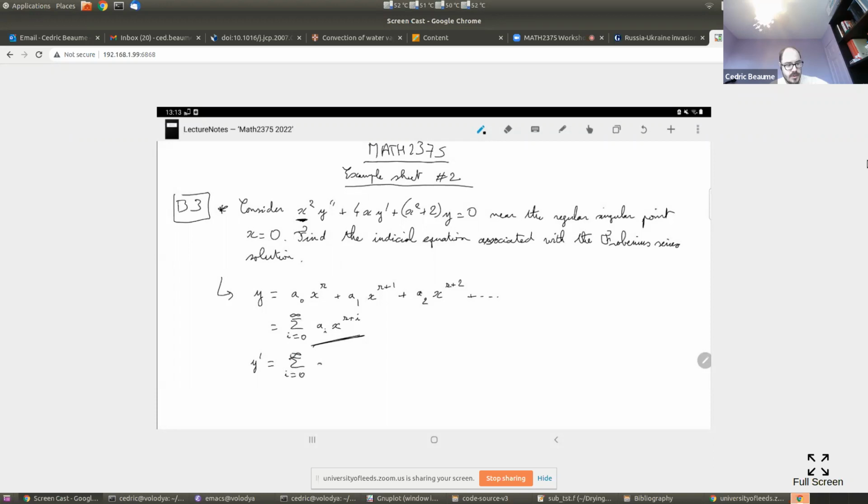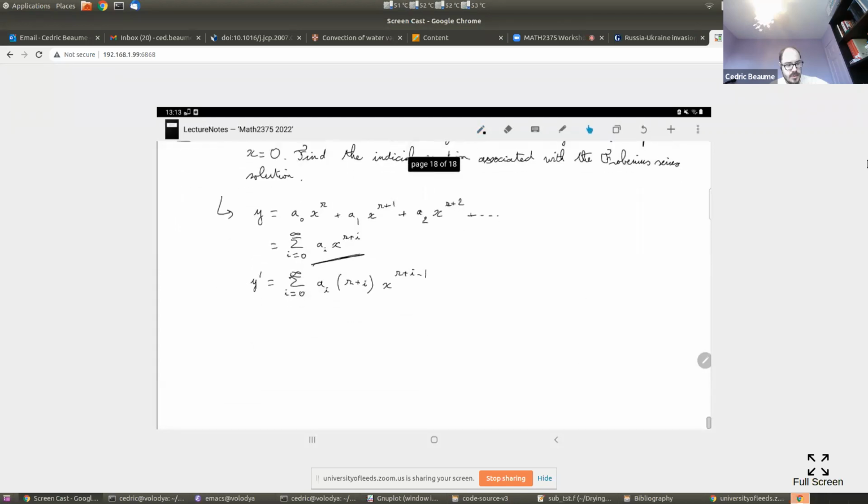So I'm going to have a_i, which remains a_i, it's just a constant, and I've got x to the power r plus i. So that's going to become r plus i, which drops from the exponent, x^(r+i-1). And that's it. So that's the expression of our first derivative. And then the second derivative is not going to be more complicated.